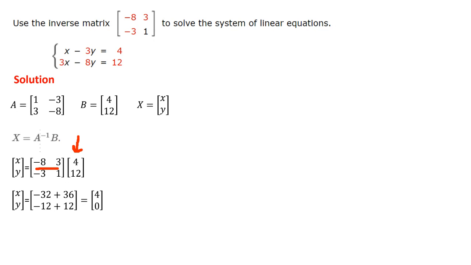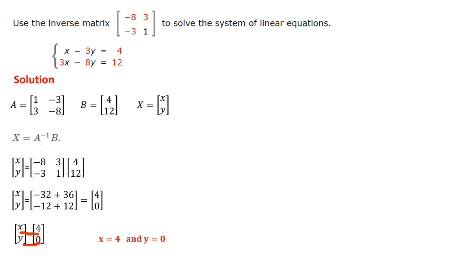So -8 times 4 is -32. And then 3 times 12 is 36. So -32 plus 36 gives us that 4. And then we go with the second row. -3 times 4 is -12. 1 times 12 is 12, so we get 0. So from here, we can say that x is equal to 4 and y is equal to 0. Okay, so that is one way that we can solve this system. So x is equal to 4 and y is equal to 0.